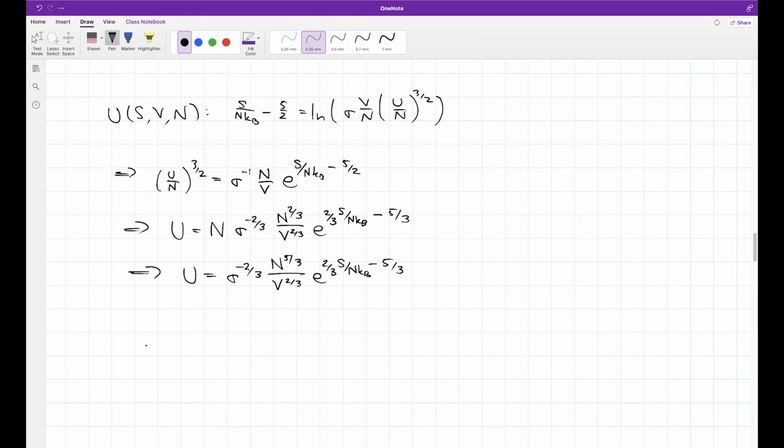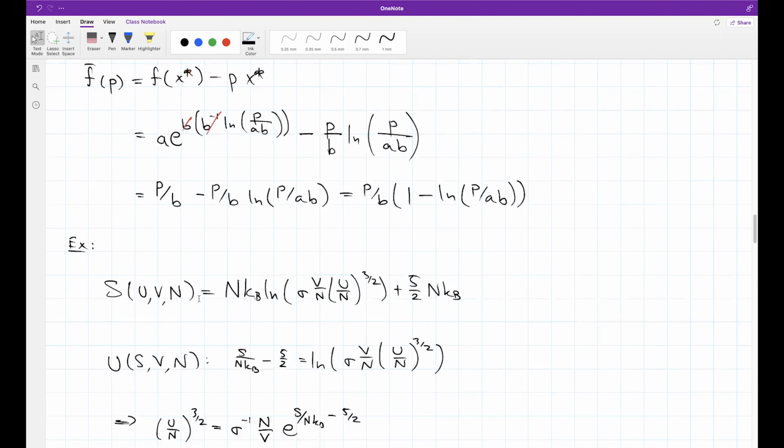But let's start rearranging this. So we'll get that U is equal to some quantity A, which is sigma to the minus 2/3, N to the 5/3 over V to the 2/3 times e to the minus 5/3, times e to the B times S, where B is now equal to 2/3 times 1 over N k_B. And would you look at that? We've actually turned this equation for U as a function of S, for fixed V and N, into exactly the form that we had right here.